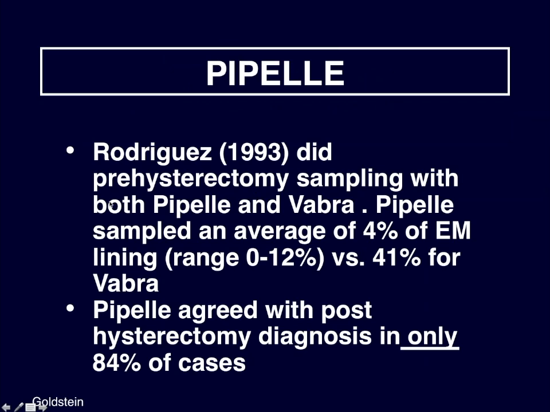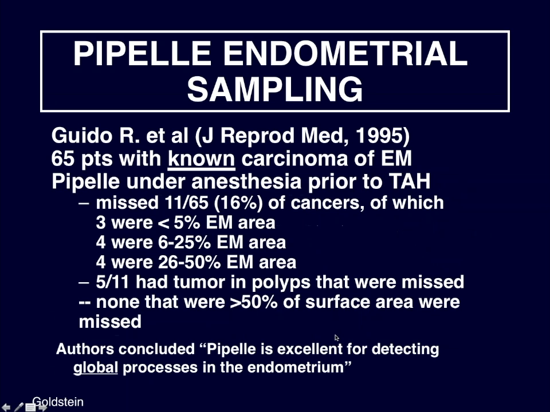He did prehysterectomy sampling with both Pipelle and Vabra. What used to be the standard before Pipelle was a re-sterilizable suction tip attached to a machine that was relatively painful, sort of like an in-office D&C. Pipelle sampled an average of 4% of the endometrial surface area, range 0 to 12%, versus 41% for Vabra. Pipelle agreed with post-hysterectomy diagnosis in only 84% of cases.